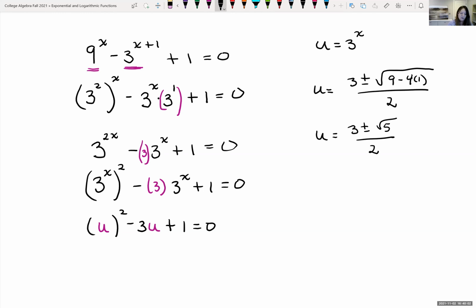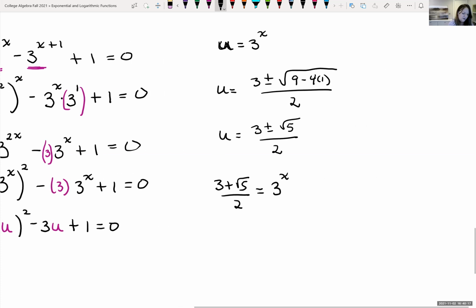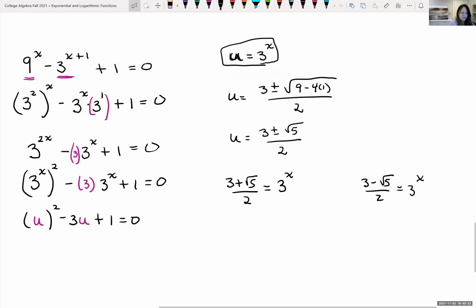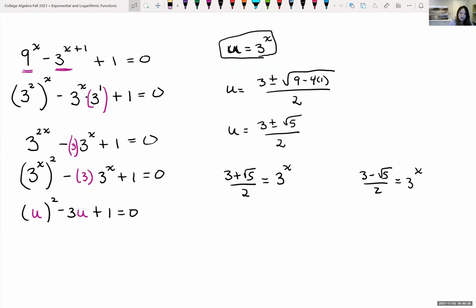Okay, so we have 2 separate answers. We have (3 plus root 5) all over 2. That's our u value. We know that this is equal to 3 raised to the x power. We also have (3 minus root 5) all over 2, and this is equal to 3 to the x power. So now we can take logs of both sides of the equation, bring our exponent down, and solve.